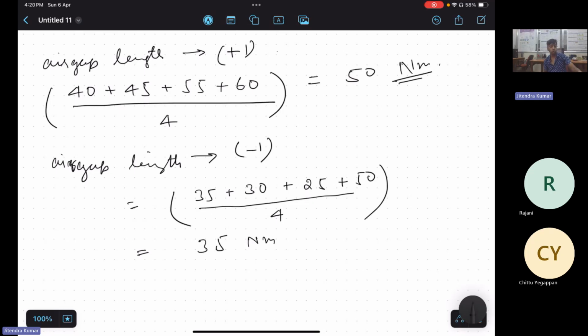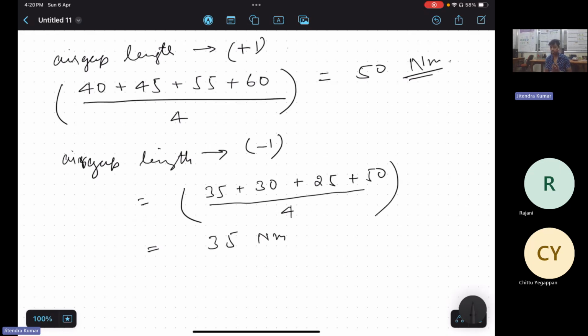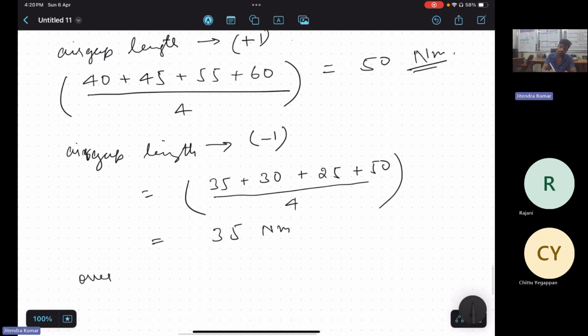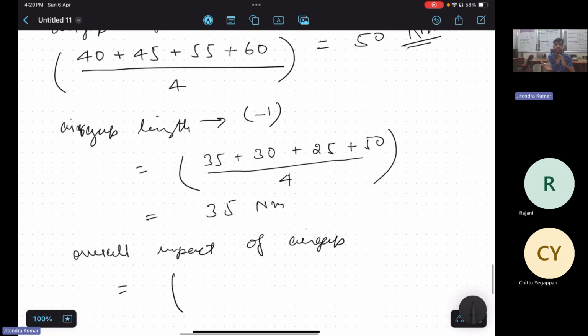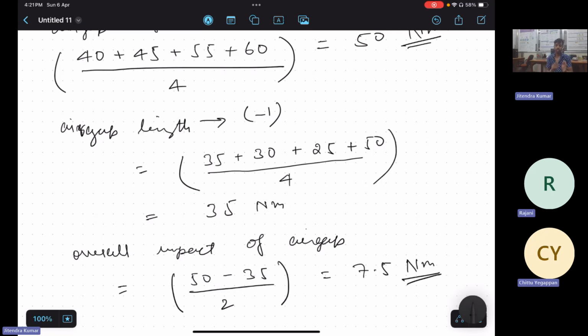Now, to observe the overall impact of these two scenarios, we will calculate the difference between these two, right? And we will take the average of that. So the overall impact of air gap will be equal to how much change is happening between +1 to -1, from higher to lower. So that will provide us the exact data. So 50 minus 35 divided by 2. So it will be 15 divided by 2, 7.5 Newton meter of difference. This difference is coming from the high to low air gap.